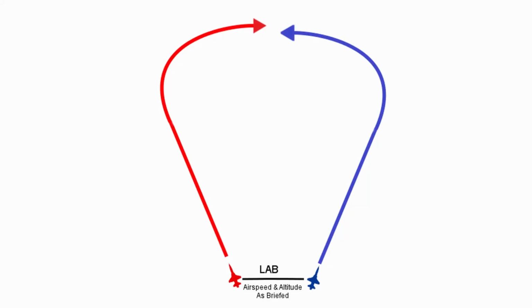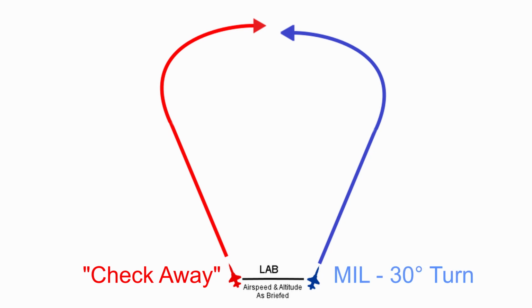Here's what a butterfly setup looks like. You start here at a line abreast formation. Once you're both ready, call check away and start a mil-power 30-degree turn away from the bandit. Starting this exercise at 400 knots, we'll fly this leg for about 8 or 9 seconds, or to the limits of visual range, whichever comes first. At this point, call turn in, fights on.